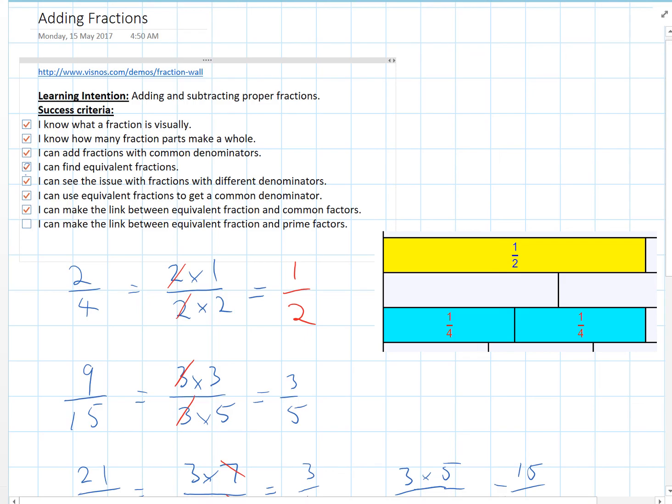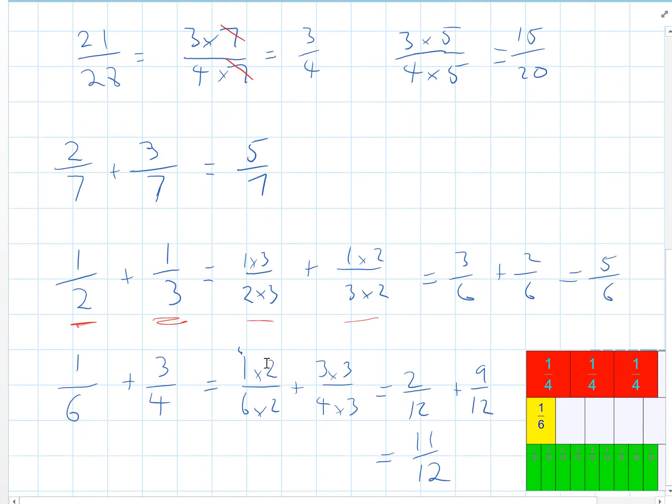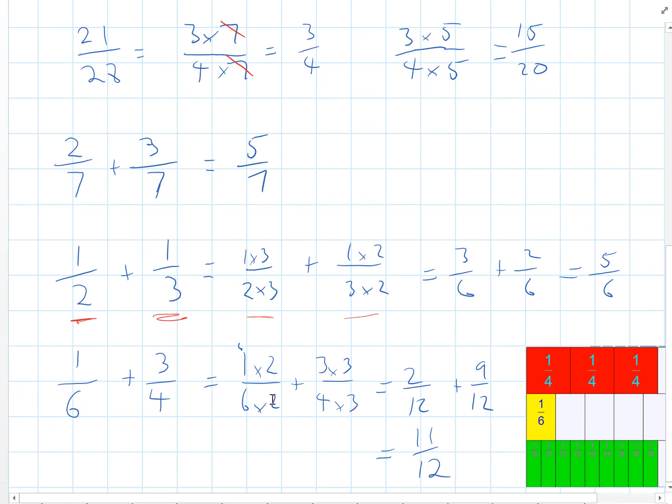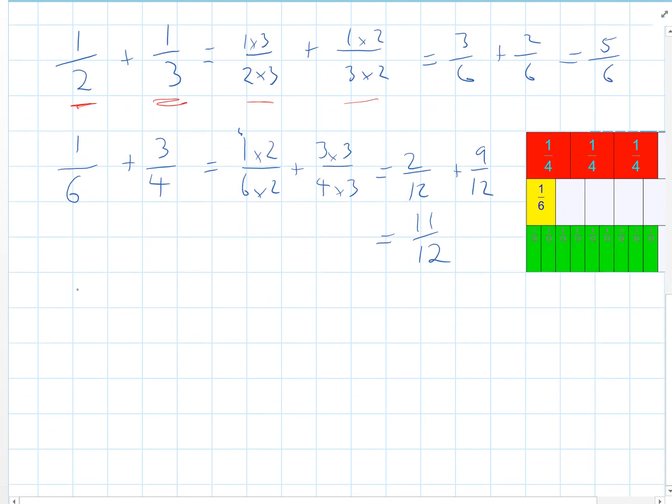Let's go back to our last one. I can make the link between equivalent fractions and prime factors. That's what I've been doing here when I've been multiplying this out. Actually, I could have done it 1 on 6. Instead of 1 on 6 there, that is 2 times 3. This is 3 on 2 times 2. And so you can see this has got a 2 and a 3 in it, and this has got a 2 and a 2 in it. So my common denominator will have to have a 2, and a 3.